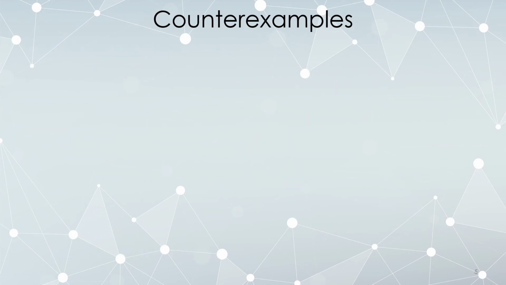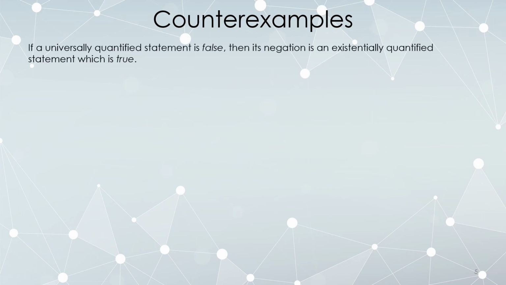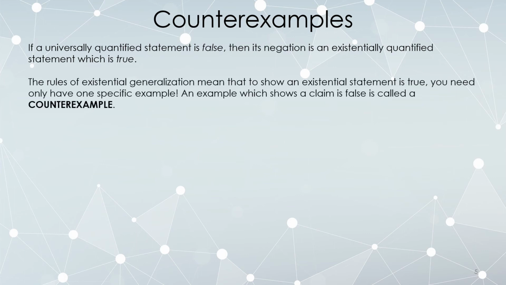Okay, moving on, it's worth discussing what are called counterexamples. If a universally quantified statement is false, then its negation is an existentially quantified statement, which is true. Remember, once you negate a universal quantifier, you can pass the negation through the quantifier symbol and it changes which one it is. So a false universally quantified statement becomes a true existentially quantified one. So the rules of existential generalization: I want to show an existential statement, I just need to have one specific example.